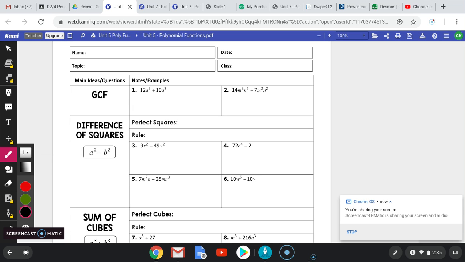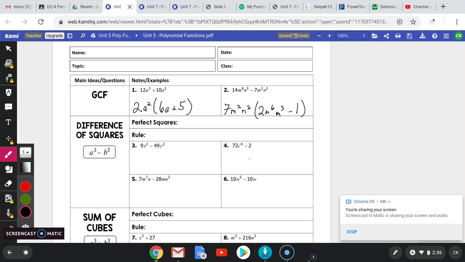So for number one, the greatest common factor between 12 and 10 is 2, and I can also factor out a squared. What's left over is 6a plus 5 after I divide by everything. Same thing for number 2. The greatest common factor is 7m squared n squared, and when I divide both terms here, I get 2m to the 6th n to the 3rd minus 1.